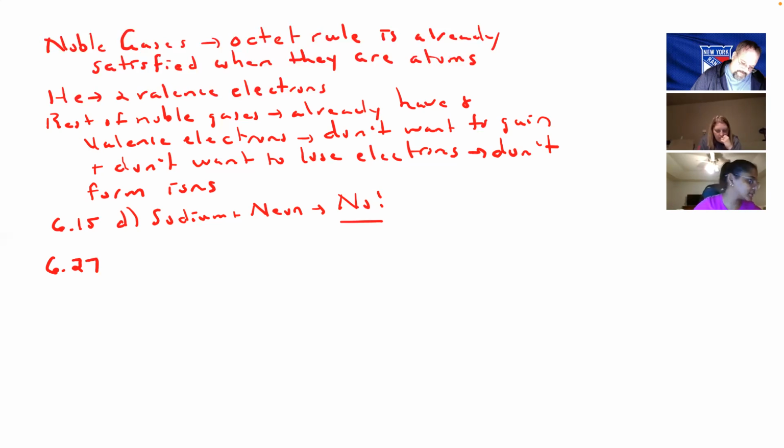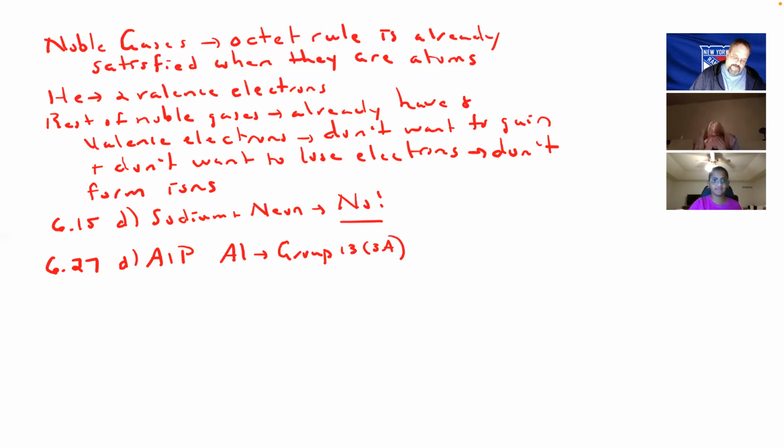Okay, AlP. We're trying to find the charge of the cation. You want to know what the charge of the positive ion is. So basically, aluminum is in group 13.